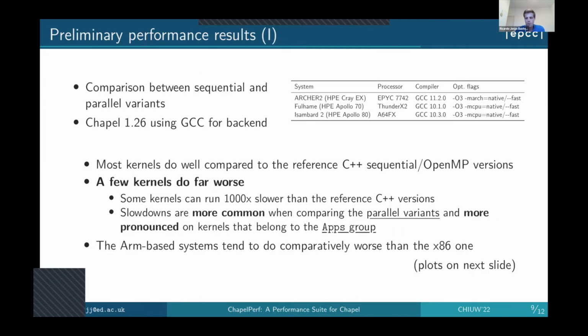And now I have some very preliminary performance results, which I took using the ChapelPerf to assess the performance of Chapel. These are the systems that I've considered. They are an HP Cray EX system, HP Apollo 7, HP Apollo 80. This is the compiler that I used, both as the backend compiler for Chapel and to compile RAJAPerf itself. And these are the corresponding optimization flags that I used in all cases.